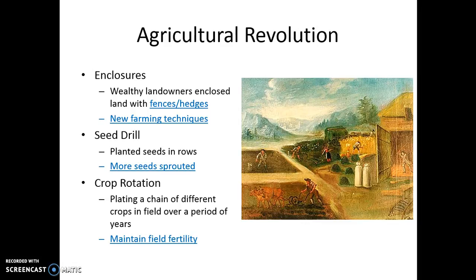During this time, the seed drill is invented, which is a machine that allows for seeds to be planted in neat little rows, and as a result, more seeds could sprout. They also use crop rotation.